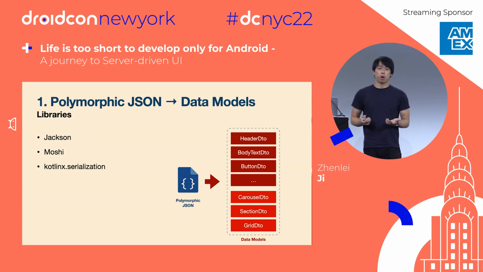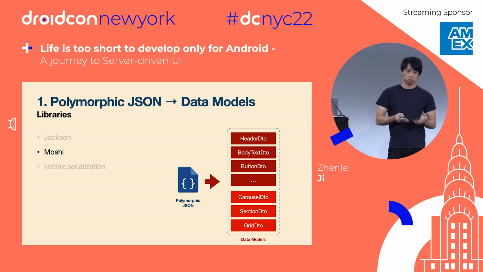So how do you convert the polymorphic JSON to the data model? We have three options of libraries: Jackson, Moshi, and Kotlinx Serialization. Jackson is more used in the backend. Moshi is pretty common in the Android community, and so is Kotlinx Serialization. We don't want to use Jackson because it's more used in the backend. A lot of Android developers don't know how to use it, so it's better to move to Moshi and Kotlinx Serialization so more people can know more about those two libraries.